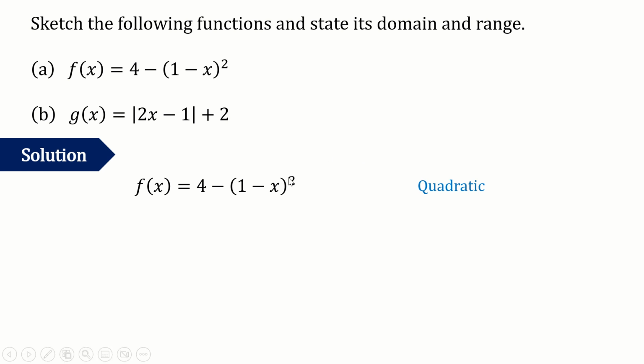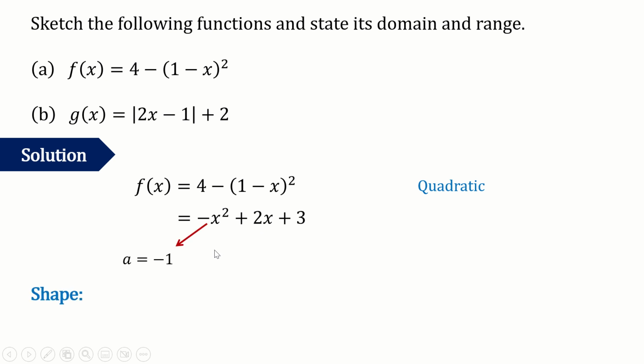Right, so first we can expand this equation, because we want to identify the coefficient of x squared. So (1 minus x) squared is equal to 1 minus 2x plus x squared. Outside here we have a negative sign, so we multiply each term by negative. So it becomes 4 minus 1 plus 2x minus x squared. Then we can simplify: 4 minus 1 is 3, so this equals negative x squared plus 2x plus 3. So that means a is equal to negative 1.